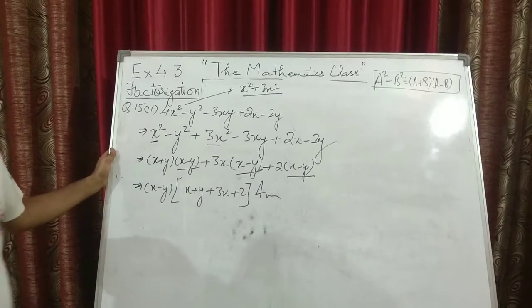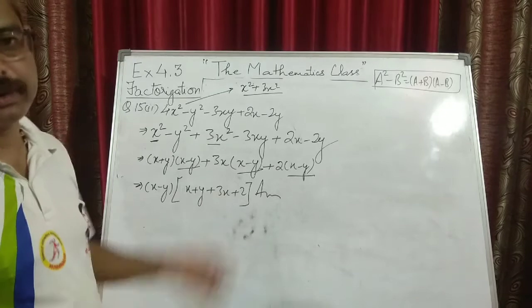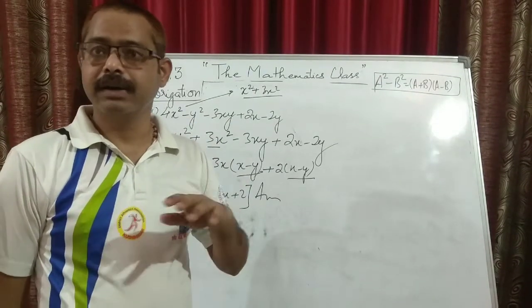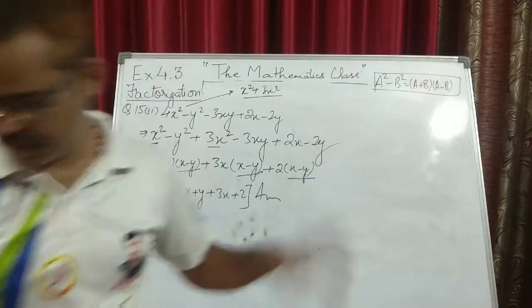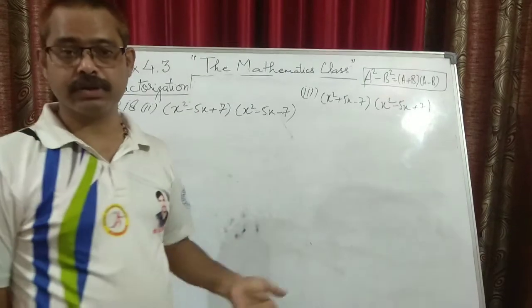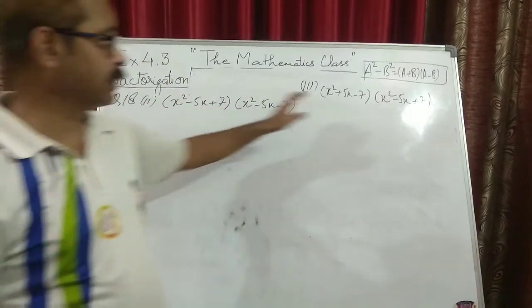Now the last question, question number 18, I will be taking it up, and after that I will be finishing. The rest, exercise 4.4 and 4.5, will be discussed in the next class. Okay, now this question number 18 is the last solution of this class. And I have taken the second part and third part.